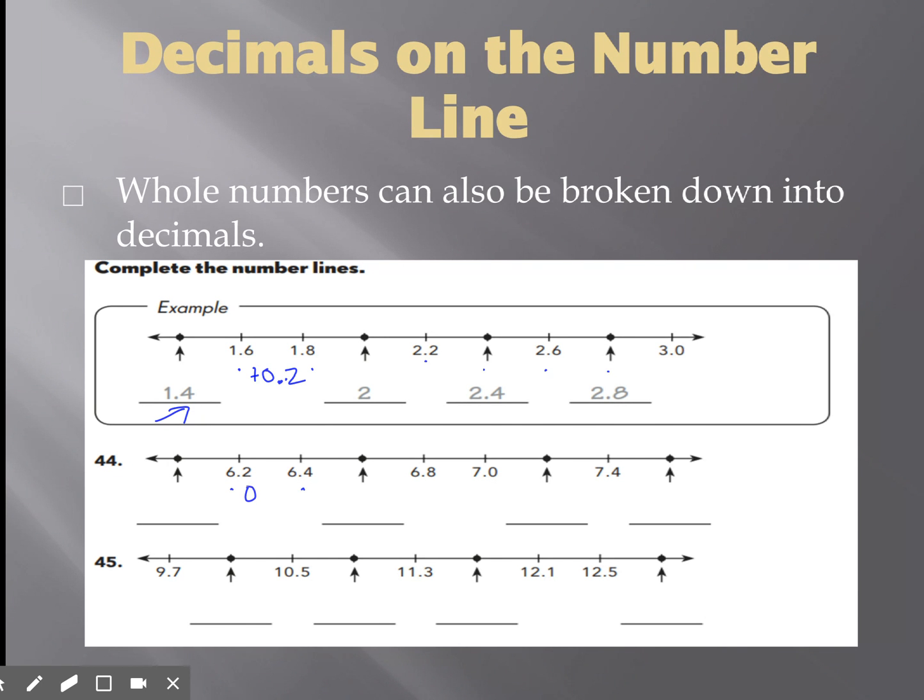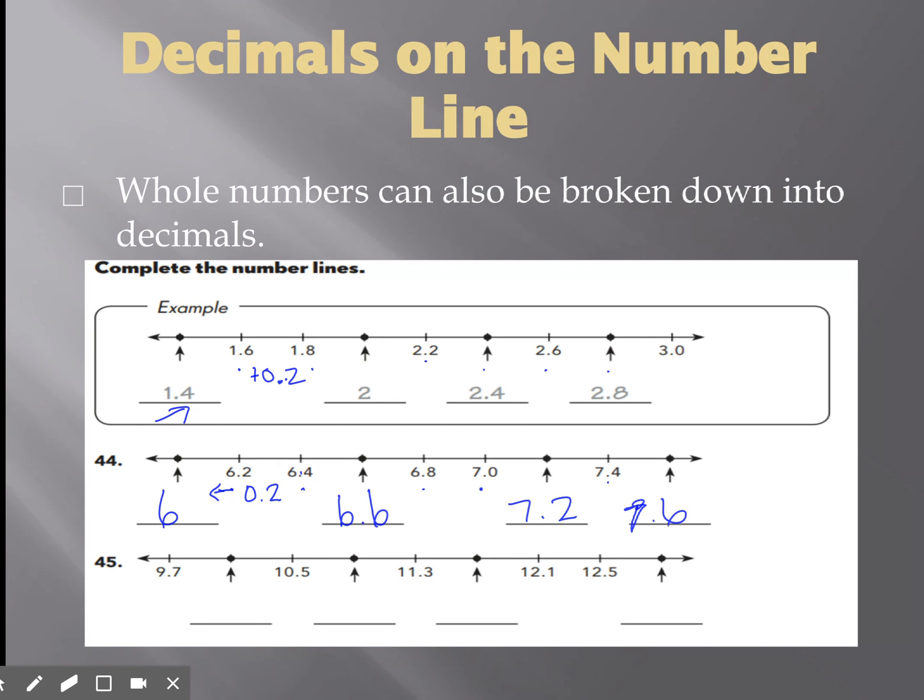Number 44, let's look at 6.2 to 6.4. Again, that's another interval of 0.2. Because I need to find the one before it, I would subtract. 6.2 minus 0.2 is just 6. Then 6.2, 6.4, this would be 6.6, 6.8, 7.0, 7.2, 7.4, and 7.6.